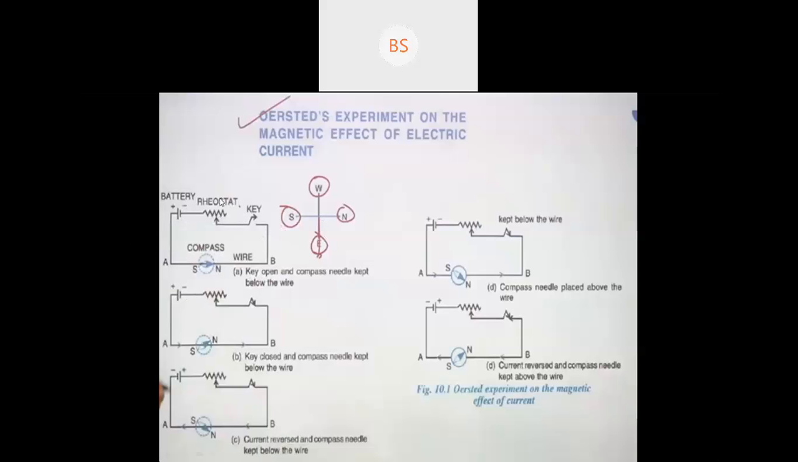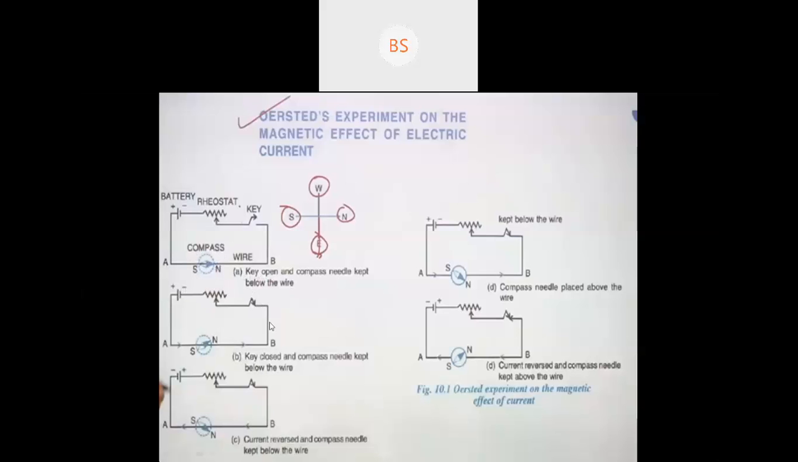What he observed when the current is not passing through the circuit is that the wire and the compass are parallel to each other, and the compass needle is at rest in the north-south direction.